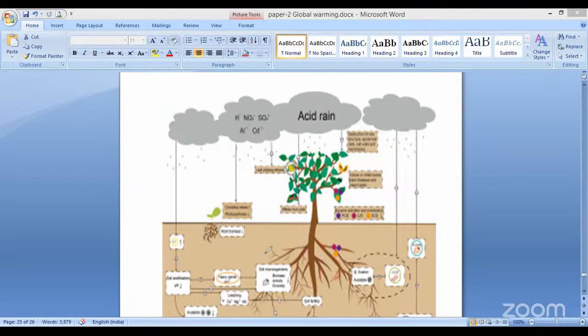When acid rain will come, then what will happen? It can reduce the soil fertility and crop production, and that can damage our environment and food security system also.